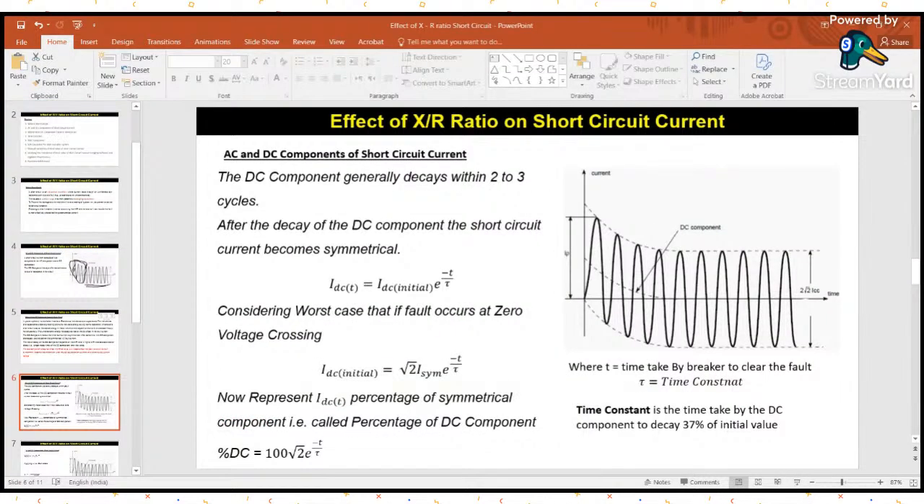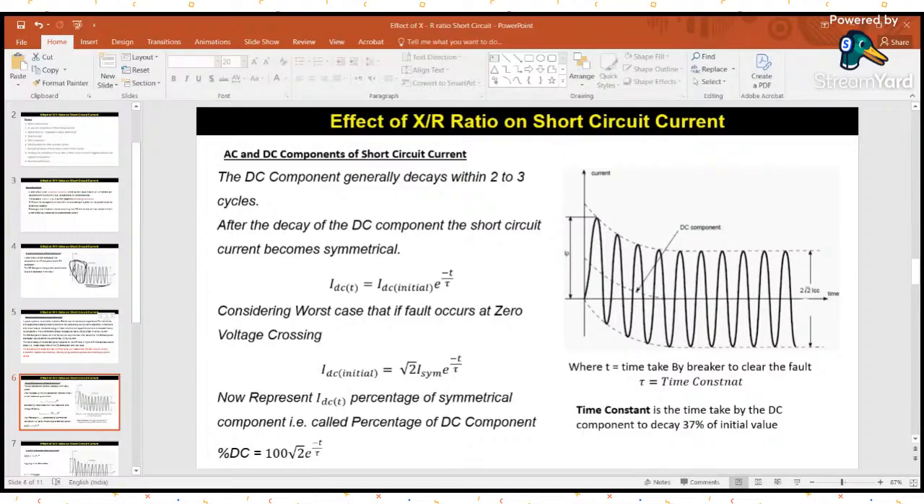AC and DC component of a short circuit current. The DC component generally decays within 2 to 3 cycles. Within 2 to 3 cycles, our DC component vanishes. After that, our fault current becomes symmetrical; before that, it was asymmetrical. After the decay of the DC component, the short circuit current becomes symmetrical.